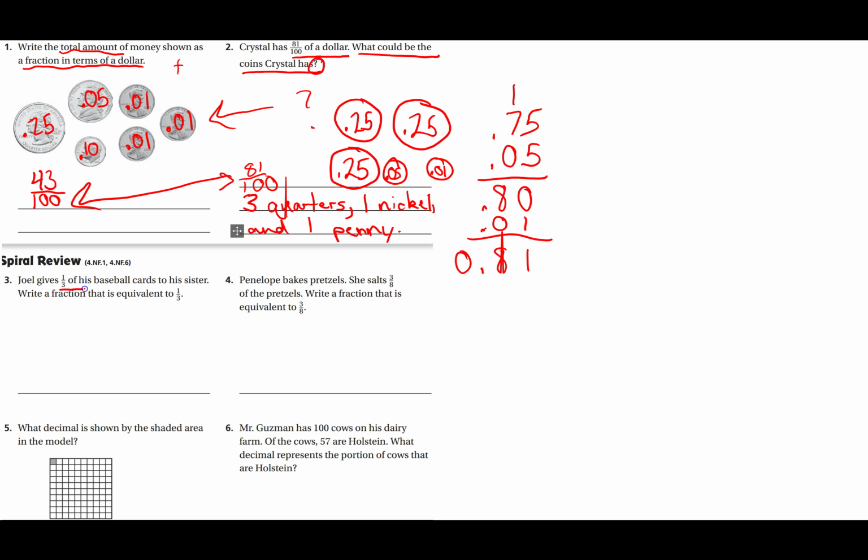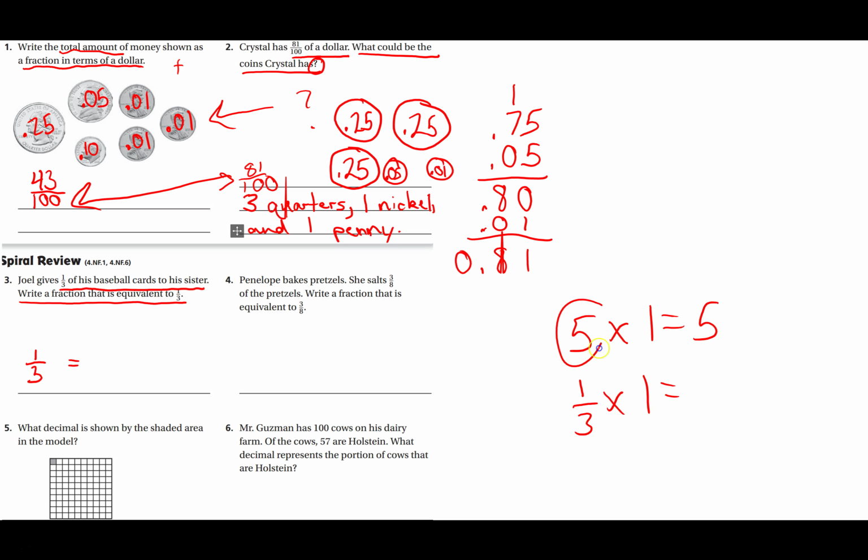Joel gives 1/3 of his baseball cards to his sister. Write a fraction that is equivalent to 1/3. So this is review. If we want a fraction that is equal to 1/3, we talked about how any time we take any number, a whole number or a fraction like 1/3, and we multiply it by 1, we get a number that's equal to the number we started with.